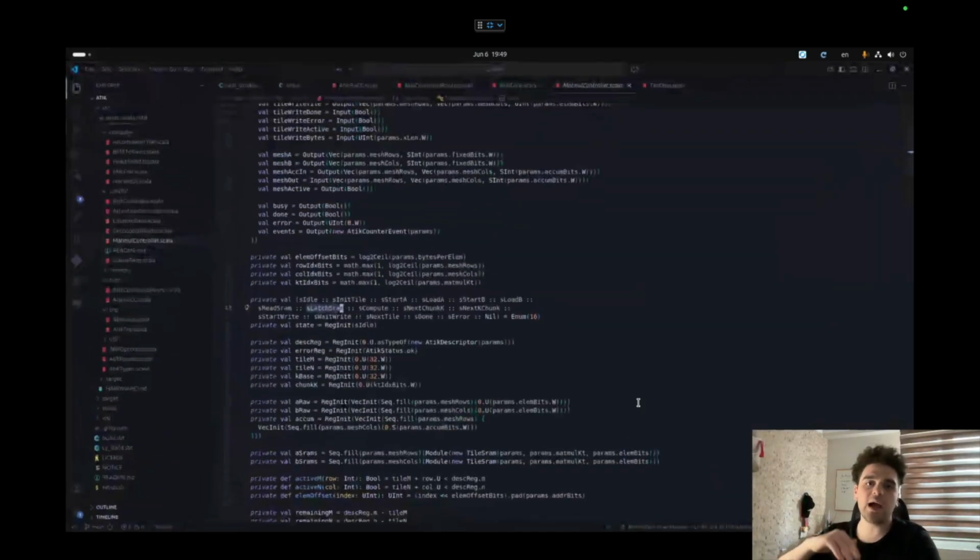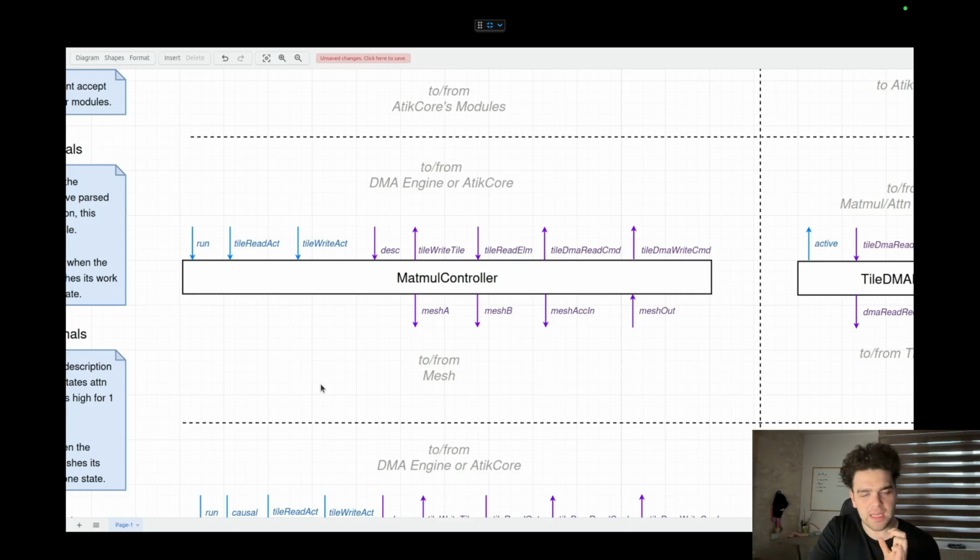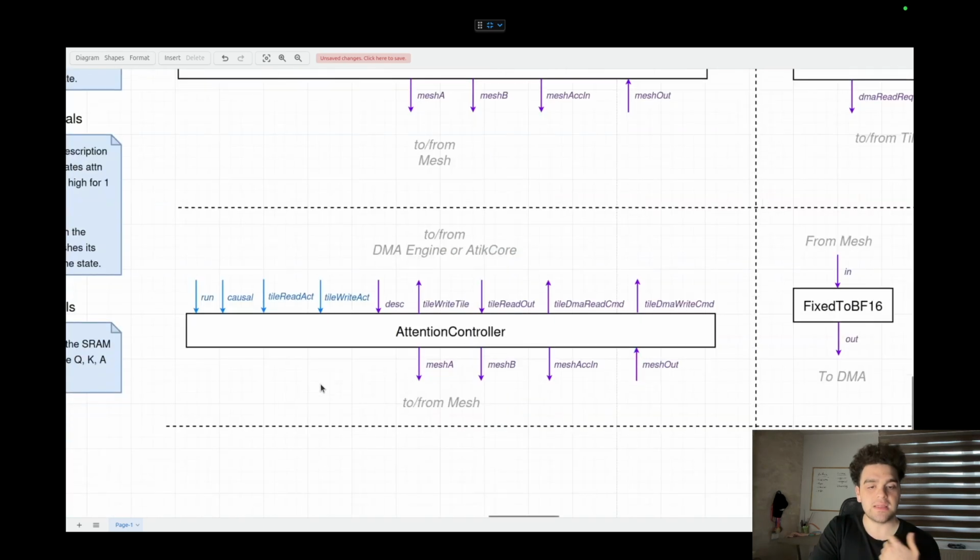This is basically how the MatmulController is manipulating the data, retrieving data, sending data, and computing the Matmul operation using the mesh interface. We have talked in great detail about what the MatmulController is controlling and how it controls. Now we can move to the attention controller.